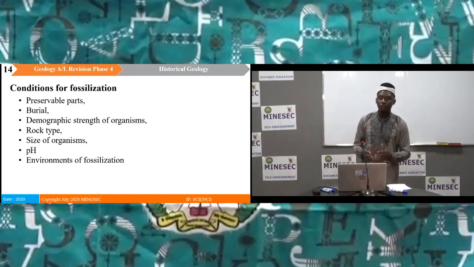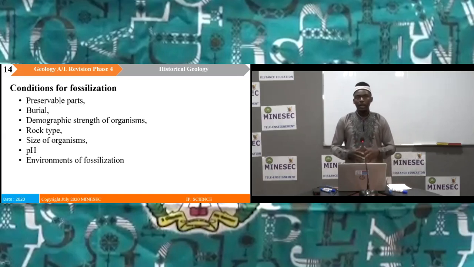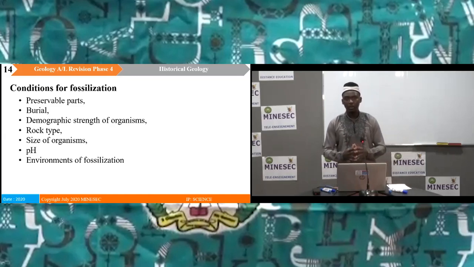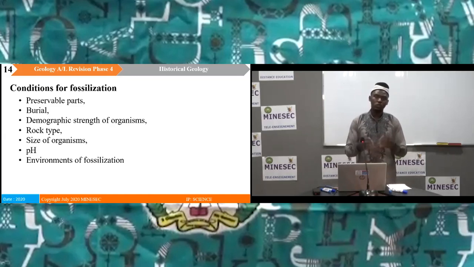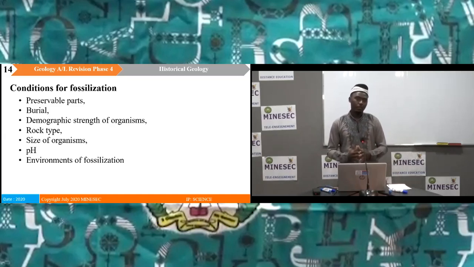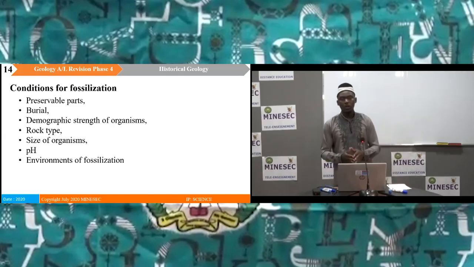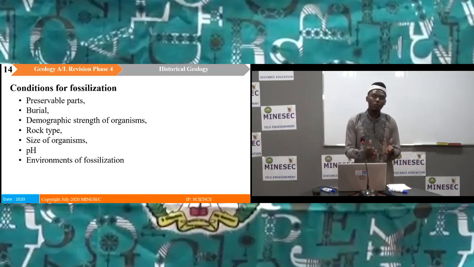Demographic strength of the organism. The higher the number of species of an organism, the higher the chances for one or some of those organisms to be preserved as fossils. Rock type. The rock type in which an organism is buried also determines whether that organism will be preserved or not.